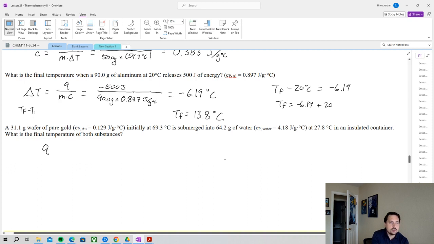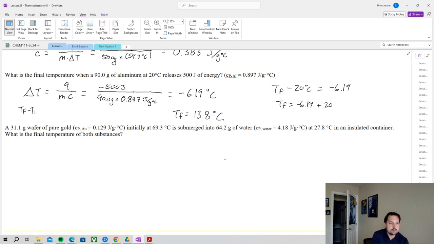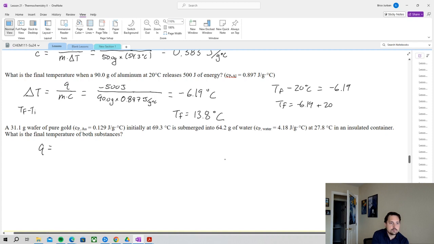So the heat that's transferred from the gold is going to be equal to its mass times its specific heat value times its change in temperature.